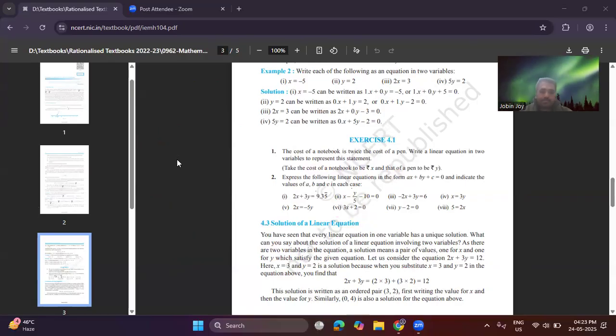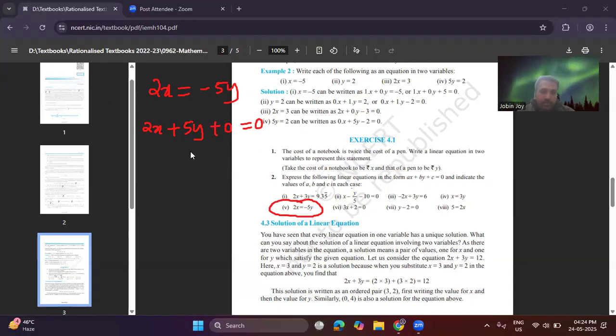Next equation, which equation? 2x equal to minus 5y, right? Yes. So 2x plus 5y plus 0 equal to 0. The fifth equation, 2x equal to minus 5y, so 2x plus 5y plus 0 equal to 0. So a equal to 2, b is equal to 5, and c is equal to 0.